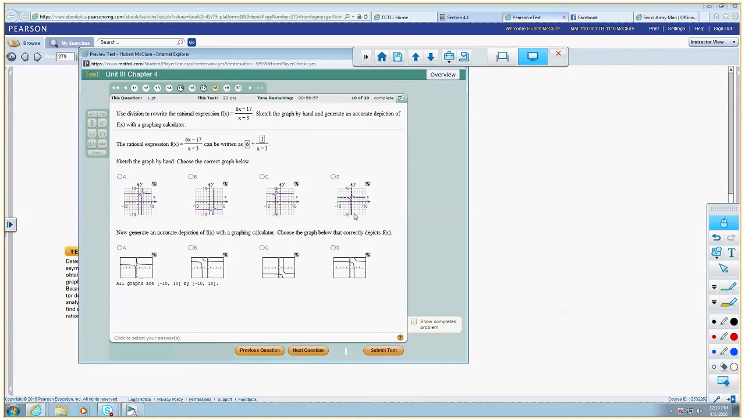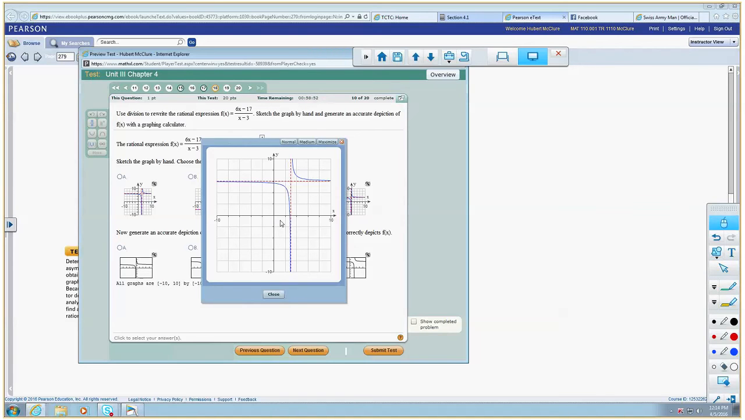Let's see. I've got to look at all of them. All right, this is, that's 2, 4, 6, 8. So that's 2, that's 3, and 6. So yeah, that's it. Thank you.